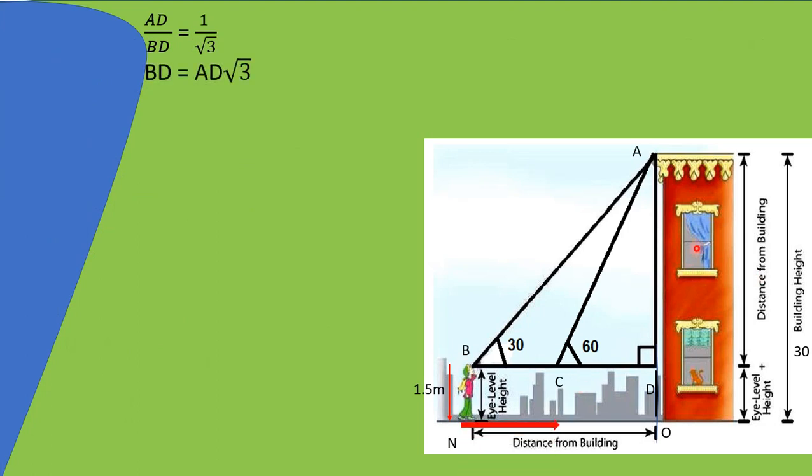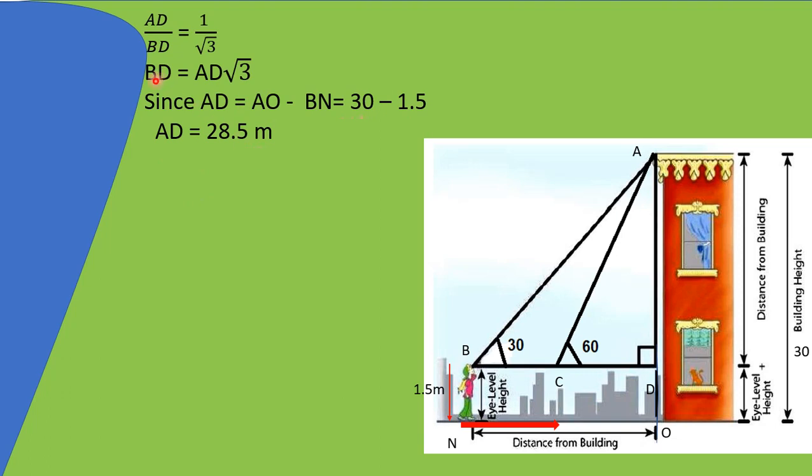Now again observe this figure, we have to find the value of AD. Now see, AO is equal to 30 meters, the height of the building, and the boy is standing here. So the height of the boy, that is BN, is equal to 1.5 meters, and BN is equal to OD, as these two lines are parallel. So OD is also equal to 1.5 meters. For finding the value of AD, we subtract OD from AO. So here we get AD is equal to AO minus BN, which is 30 minus 1.5 meters, and the value of AD is 28.5.